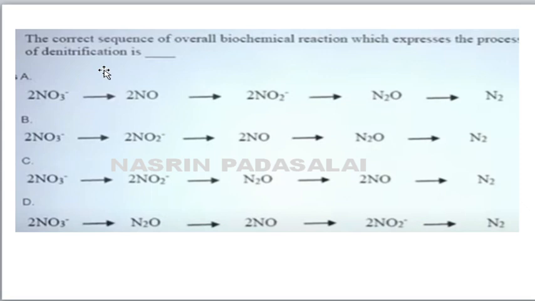Next, they are asking for the correct sequence of the overall biochemical reaction which expresses the process of denitrification. So denitrification is nothing but a chemical reaction in which nitrate is converted by denitrifying bacteria, leading to the loss of nitrogen. So the correct answer is this option: nitrate converts to nitrite, then to nitric oxide, then to nitrous oxide, and then it will release nitrogen. So if you have given this particular option, you will get a mark. This is an MCQ type of question.